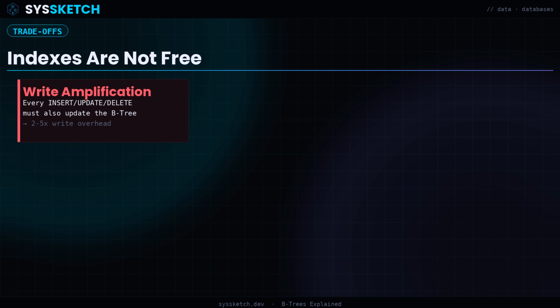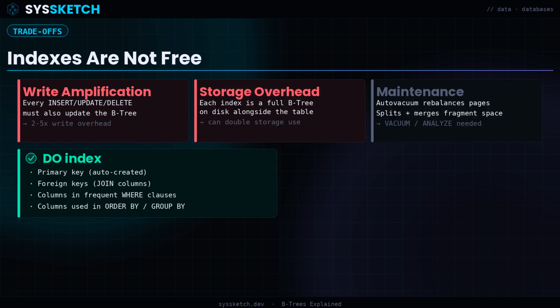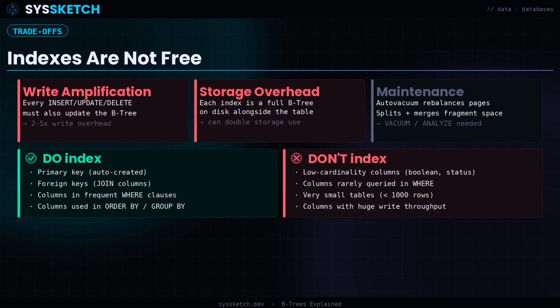B-trees are everywhere. SQLite, PostgreSQL, MySQL, Oracle, SQL Server, MongoDB, and many others all rely on them as their primary index structure. You interact with B-trees every time you run a query with a WHERE clause.